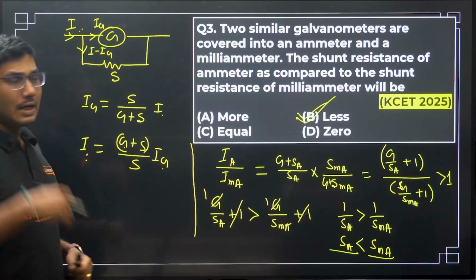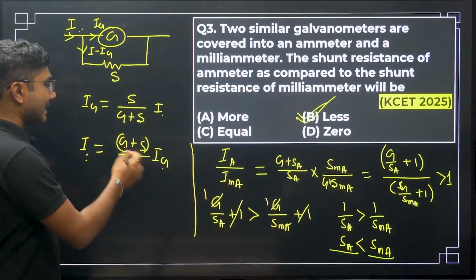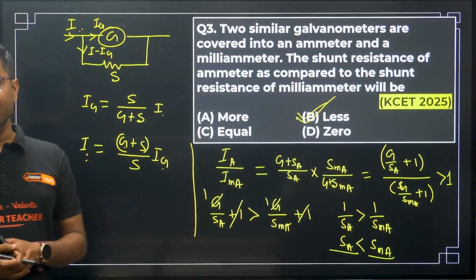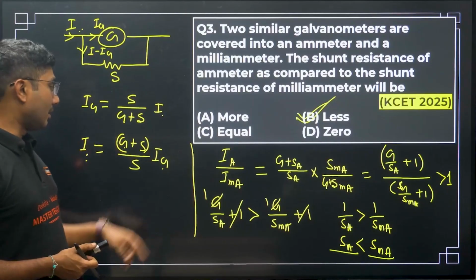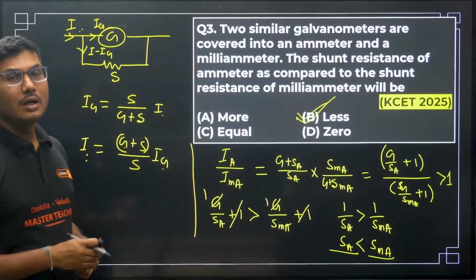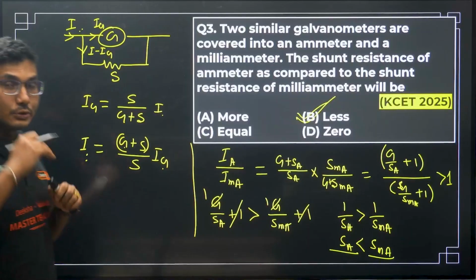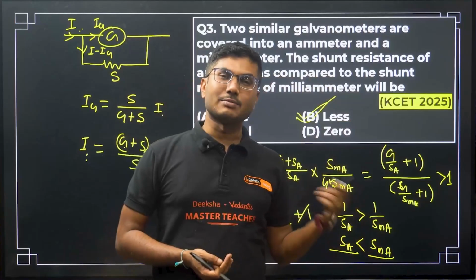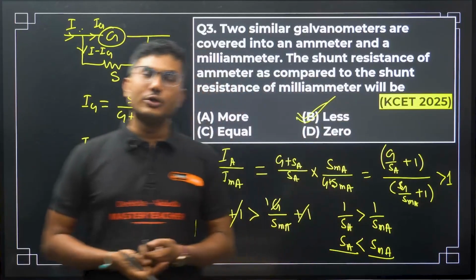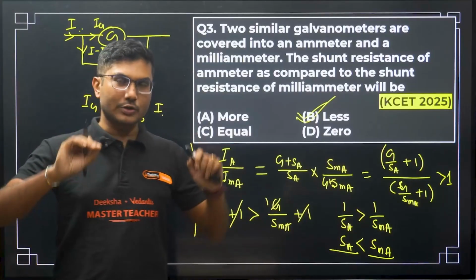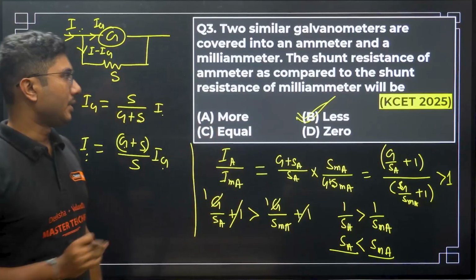There is a small understanding that because S is coming in the division, this is the main factor that is driving this. For that, higher the current, less is the shunt resistance. That is the normal idea, right? So higher the current, less is the shunt resistance. Ammeter is for larger currents compared to milliammeter, so ammeter will have smaller resistance compared to milliampere. This is also a basic fact you can remember.